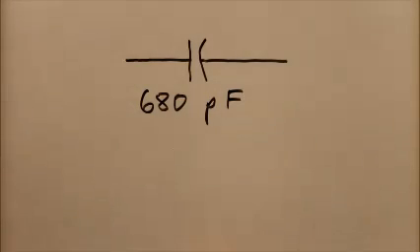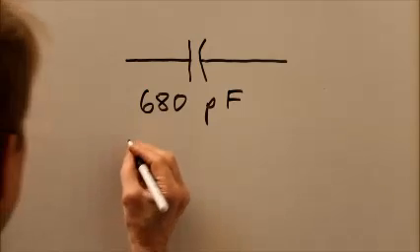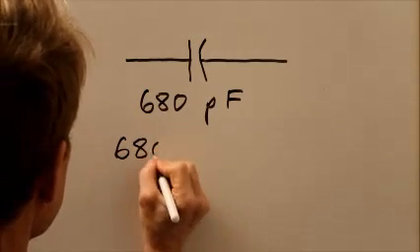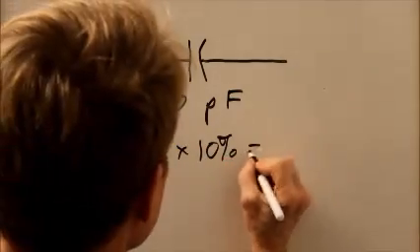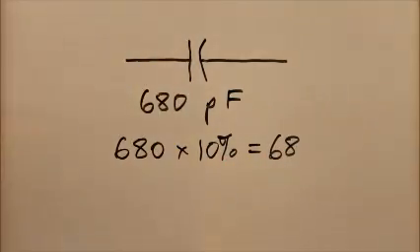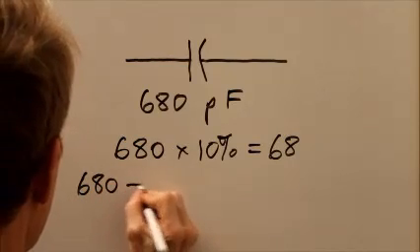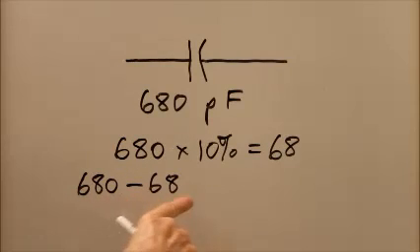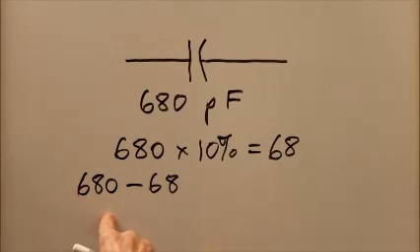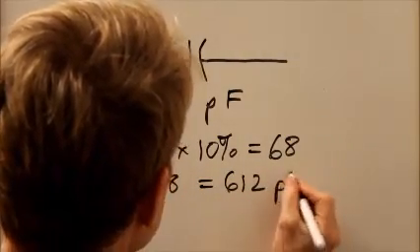Well, what we can do is we start by taking 10% of 680. 680 times 10%, or 1/10, equals 68. Then the acceptable range is 680 minus 68, which turns out to be, what is that? 680 minus 70 would be 610. That would be 612 picofarads at the minimum.